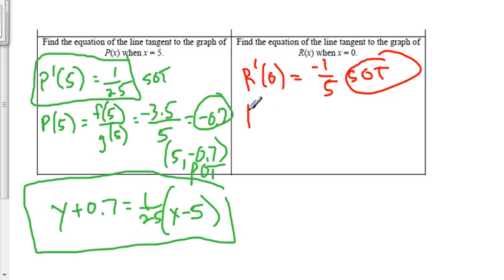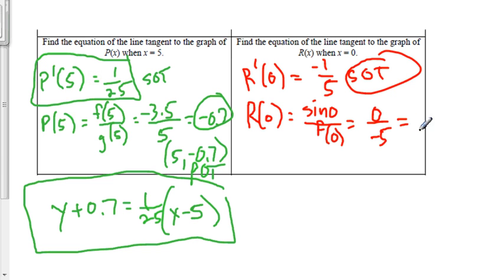And now I'm going to plug in 0 into the original function, and we get sine 0 all over f of 0. We knew f of 0 is negative 5, but it doesn't really matter because sine 0 is 0. The only thing we would check was to make sure the denominator is not going to be 0. So it's 0. So (0, 0) is our point of tangency.